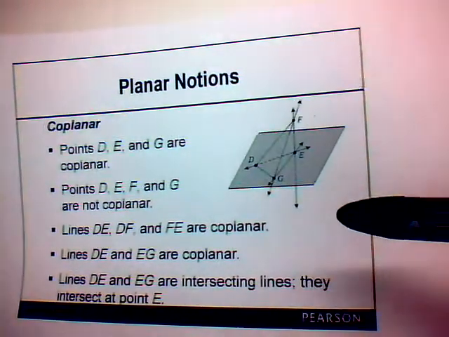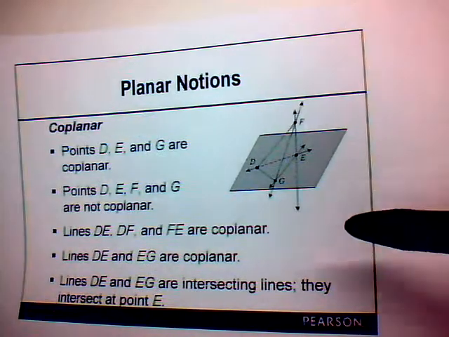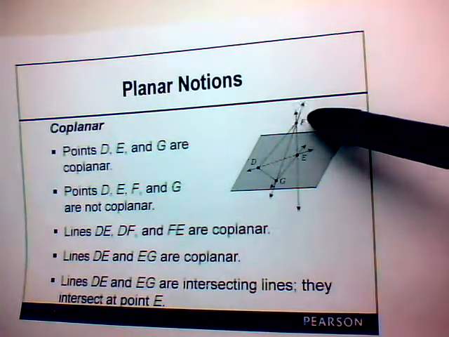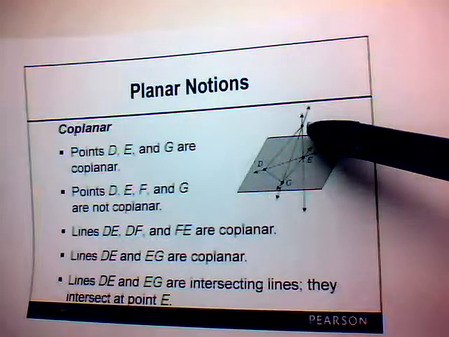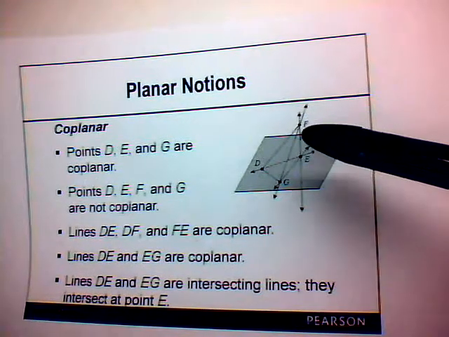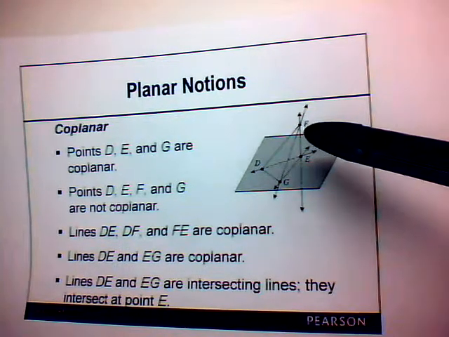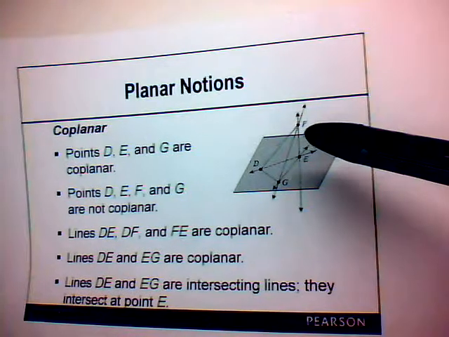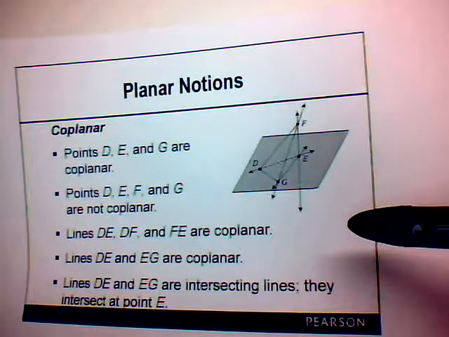Now points D, E, F, and G are not coplanar, because here's F way up here. That point F is in a different plane. So we can say points D, E, and F are not coplanar.